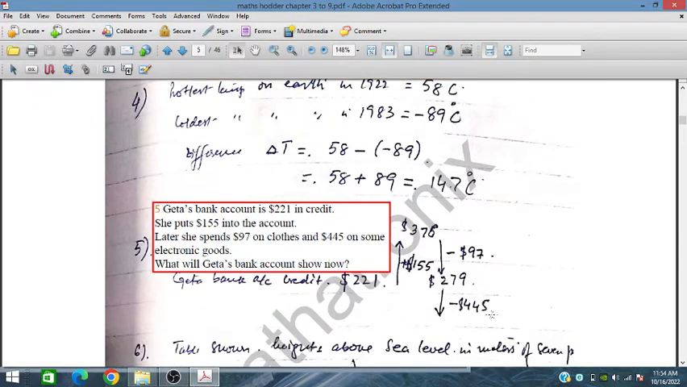Geeta Vangon is this credit. She puts $155 into the account.